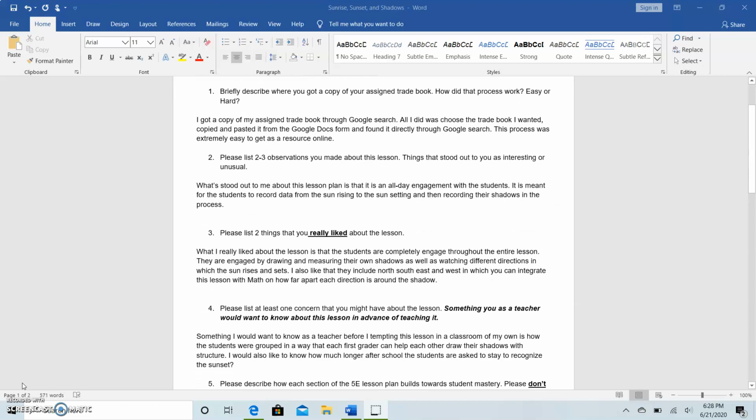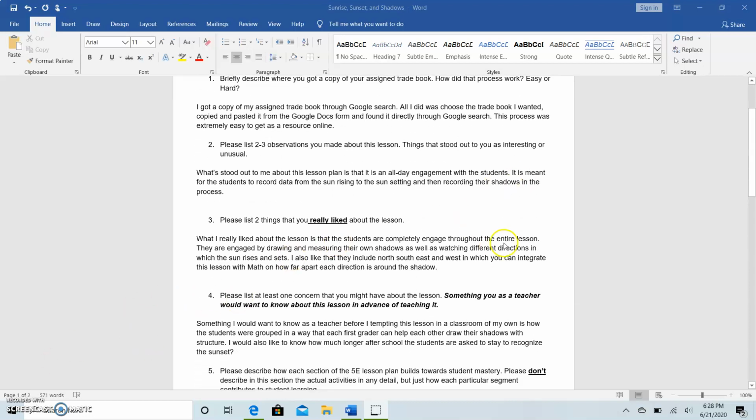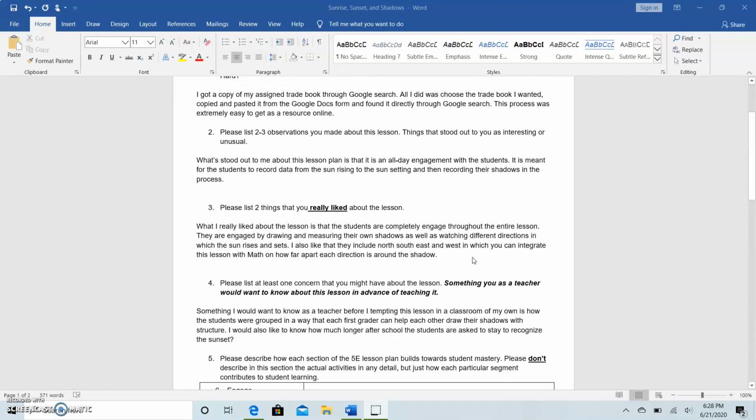2 things that I really liked about the lesson is, again, that the students are engaged completely throughout the whole lesson, and they are able to draw and measure their own shadows, so it's super interactive, hands-on for those hands-on learners. It also allows them to be excited throughout the whole day. So this is something we can do when they get to the classroom all the way until they leave the classroom, which is right before the sunset.